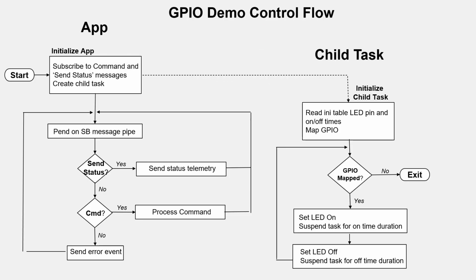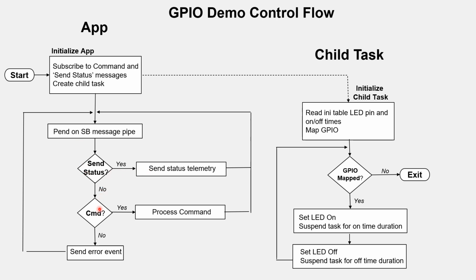Here's the GPIO demo app control flow. It has two parallel activities. In the main app, it first initializes, where it subscribes to the command and sends status messages. Then it creates a child task. Next, it enters an infinite loop, where it pends indefinitely for a software bus message. When it receives a message, it checks whether it's a send status. If it is, it'll send a status telemetry.